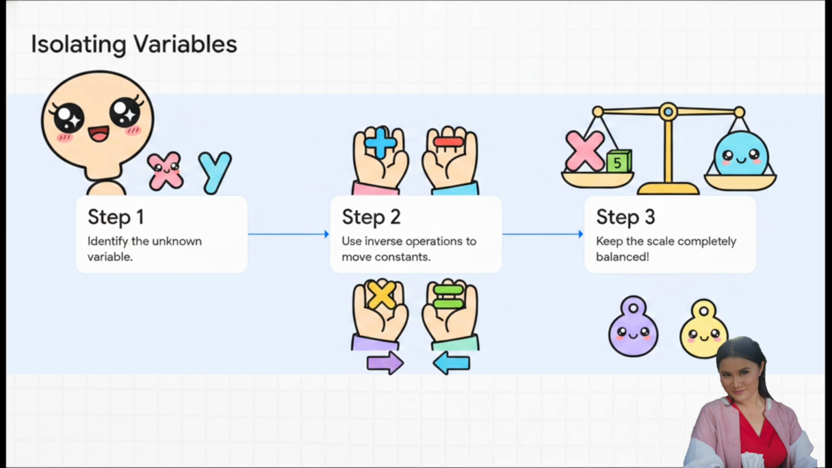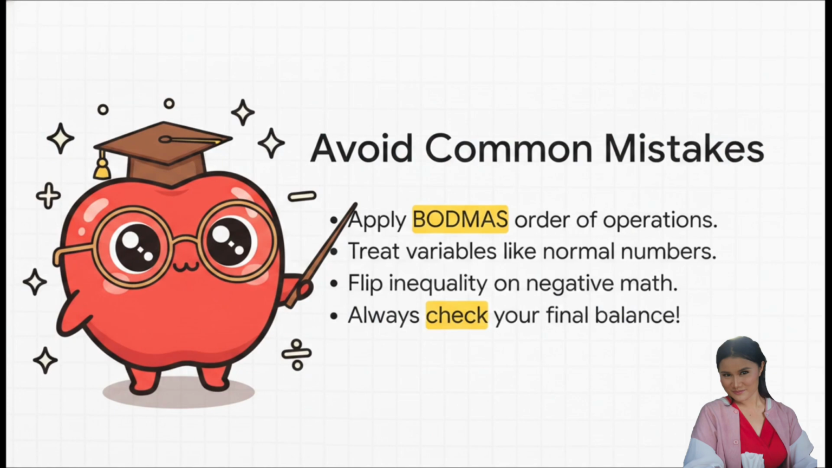You're just doing the exact opposite. And step 3, keep the scale completely balanced. The whole end goal here is getting that variable completely alone on one side of the scale. And here is a quick, friendly teacher tip for you to avoid common mistakes on the exam.